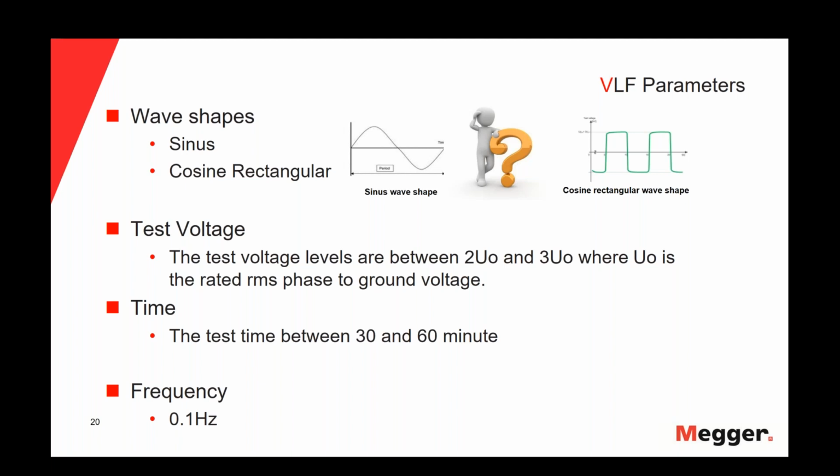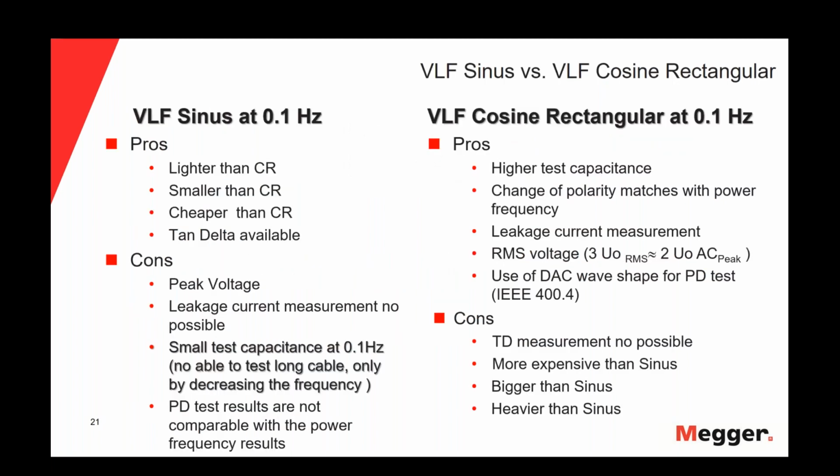two technologies, the sinus technology and the cosinus rectangular technology, we can see in this slide that, for instance, for the VLF sinus at 0.1 hertz, the pros are that we have lighter, smaller, and cheaper units than the cosinus rectangular units. Also, one advantage of the VLF sinus at 0.1 hertz is that we can perform the tan delta test.